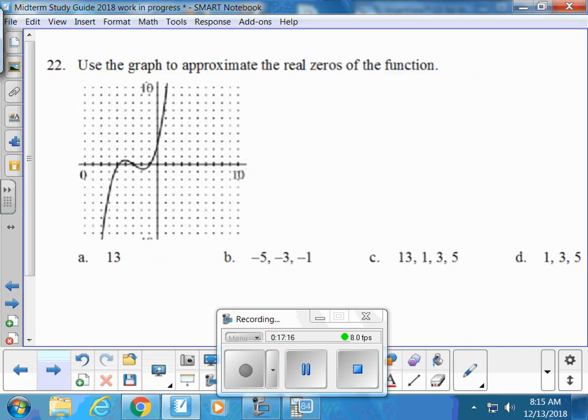22. Use the graph to approximate all the real zeros. So the zeros are here, here, and here. So -1, -3, and -5. That's what I'm seeing. What choice should we select, scholars? That one was easy.